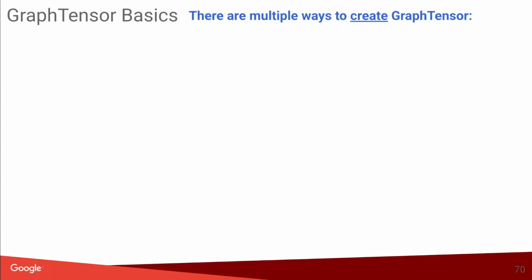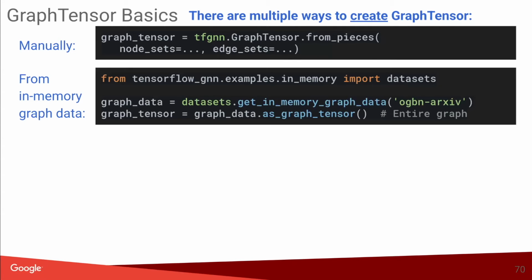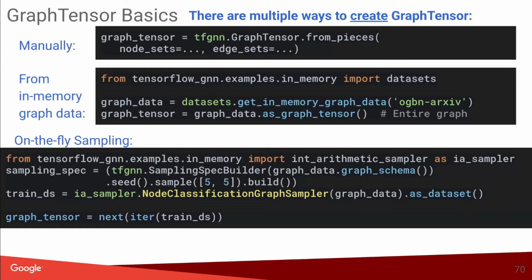There are multiple ways to create graph tensors. You can create them manually using the GraphTensor.from_pieces API. Normally, you don't have to do this manually. There is also a standard graph datasets library package you can import from the TF-GNN library, under the TF-GNN examples in-memory datasets package, and you can access the graph tensor representations of these datasets. Sami mentioned this in-memory sampler. We can also use the in-memory sampler to subsample graph tensors on the fly, and you can also get a handle to a graph dataset using the in-memory tool.